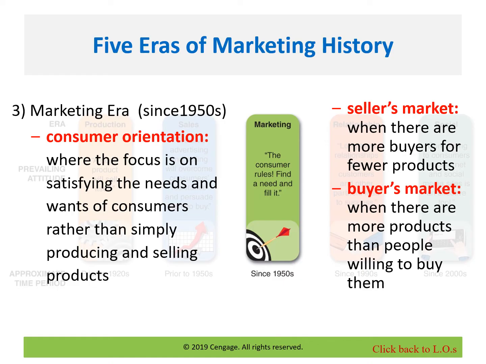A seller's market is when there are more buyers for fewer products. On the other hand, a buyer's market refers to when there are more products than people willing to buy them.